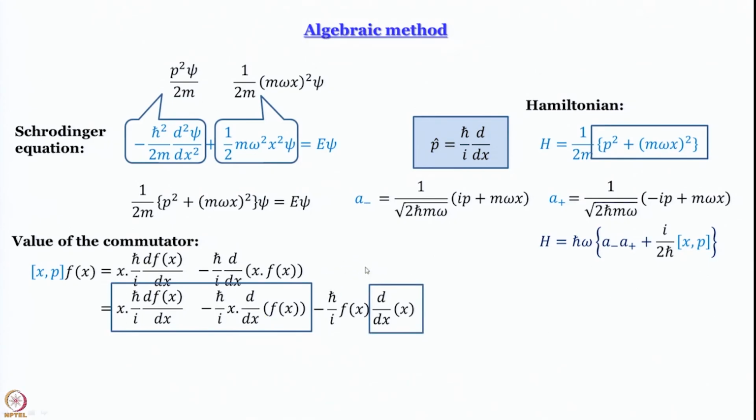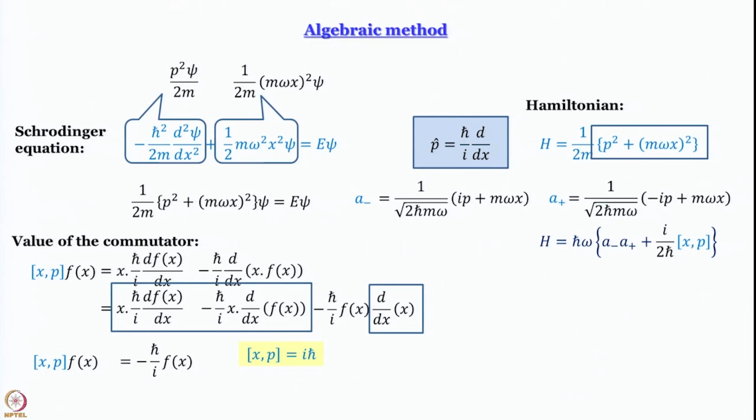And also in the third term, d/dx of x. What is d/dx of x? That is the easiest question one could ask. d/dx of x is obviously 1. So, these first two terms give you 0. In the remaining term this factor becomes 1, so you are left with minus ħ/i f(x), right. So, the commutator of x and p operating on f(x) gives us minus ħ/i f(x), an eigenvalue equation. So, what is the value of the commutator of x and p? The value is minus ħ/i, or I have written it in another form, iħ.